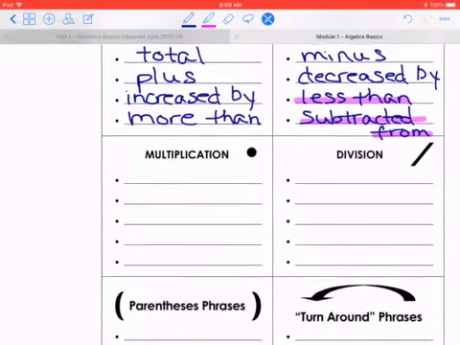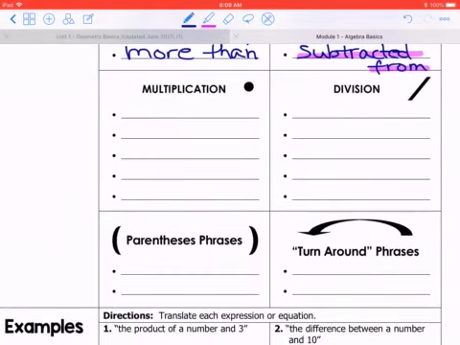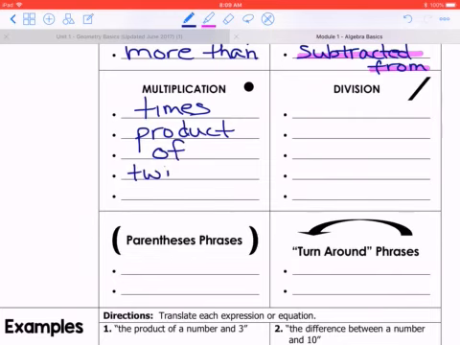All right, let's look at our word phrases for multiplication and division. For multiplication, we have the words times, product, of means to multiply, twice, and hopefully you know twice means that you're multiplying by 2. And then you can also use double or triple. Double means to multiply by 2, triple means to multiply by 3.